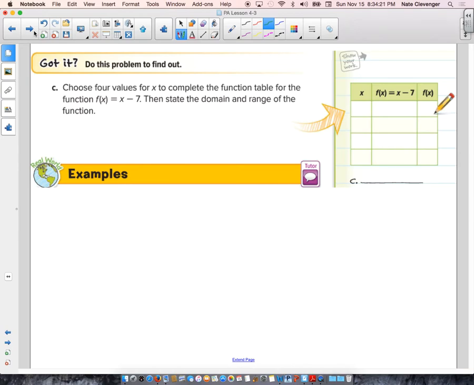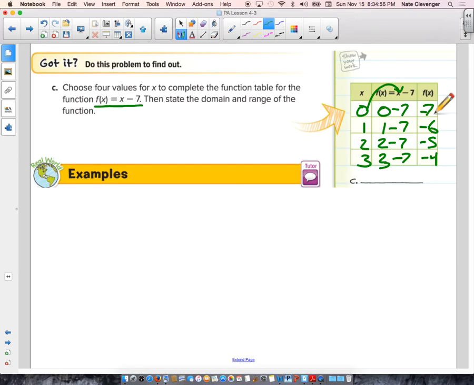So on this got it problem, here's our function that we're applying. We get to pick. It says choose 4 values. So I'm just going to pick the values of 0, 1, 2, and 3. Now I put those into my rule. So I'm going to put 0 in for x. So I have 0 minus 7 is 7. Oh, sorry, 0 minus 7 is -7. 1 minus 7 is -6. 2 minus 7 is -5. 3 minus 7 is -4.